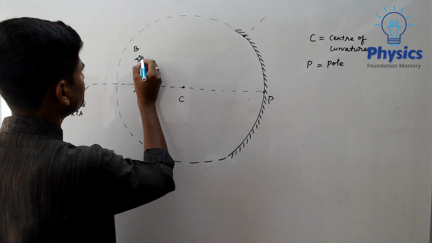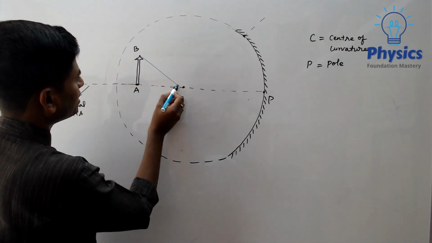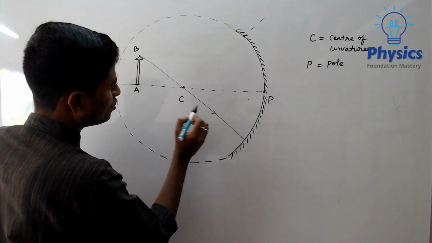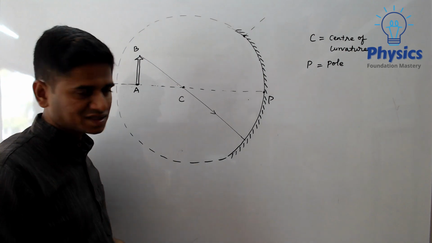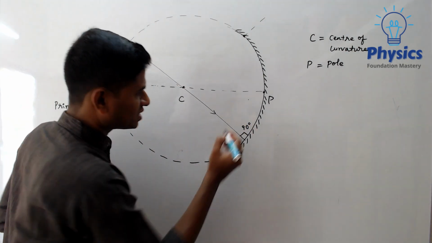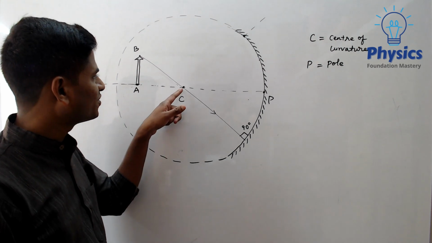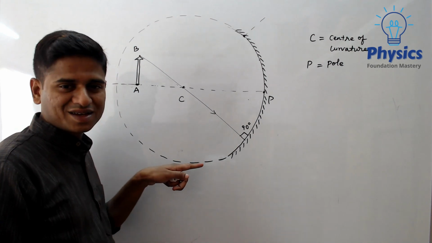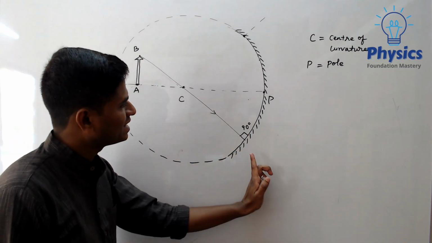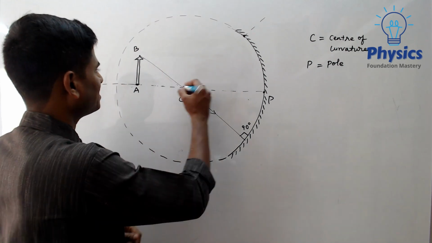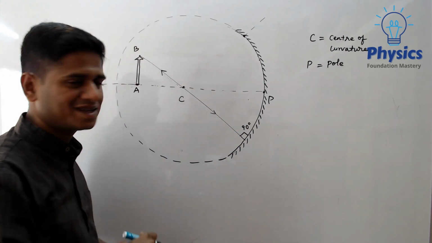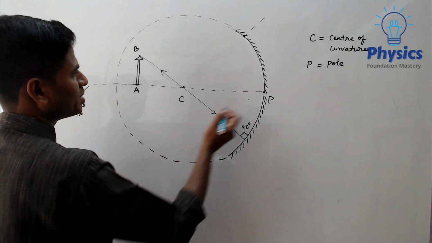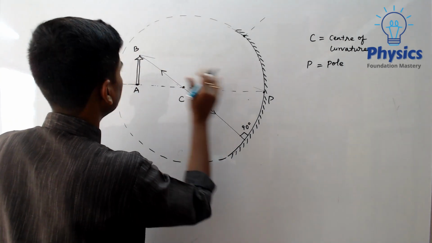I will take one ray which is passing through the center of curvature itself. What is special about this ray is that it is going to be normal incidence, because from the center to any point on the sphere, if you draw a line, that line is perpendicular to the mirror. So this ray reflects just back. The reflected ray is going to retrace its path. Very simple.